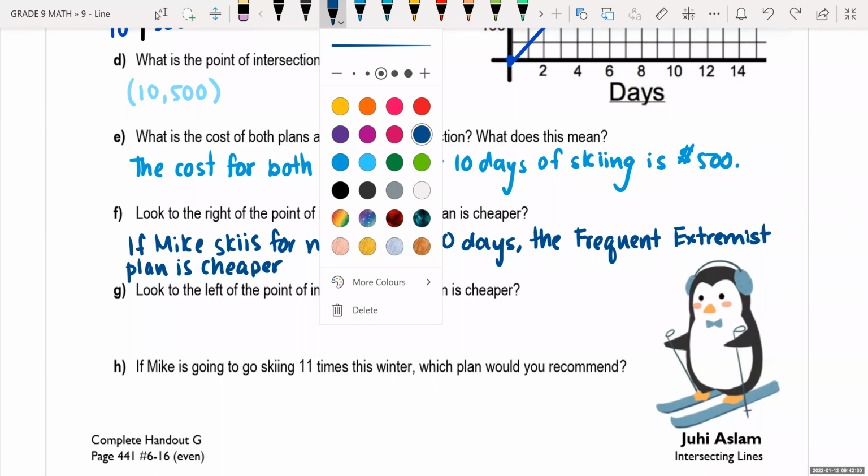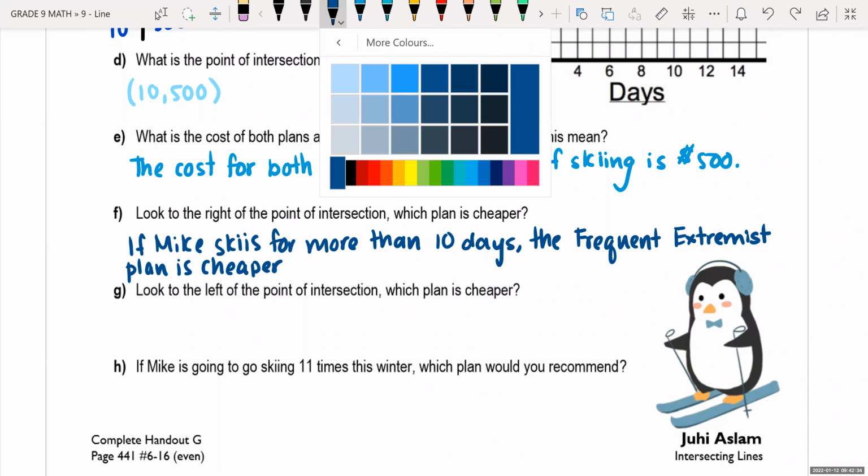I'm running out of blues, you guys. I'm gonna have to go to more colors. Get a nice blue. Okay, let's pick something that's like muddy.